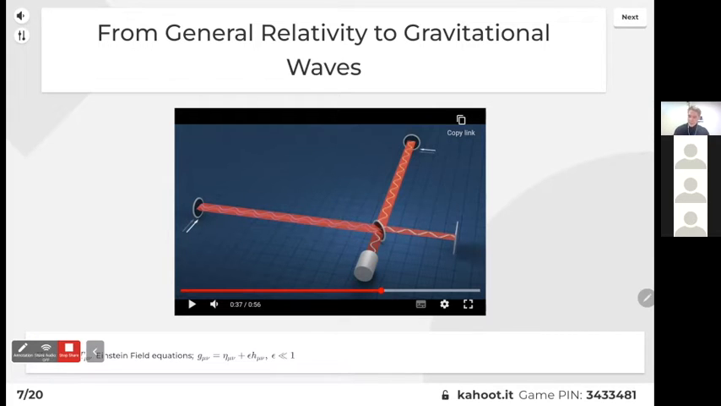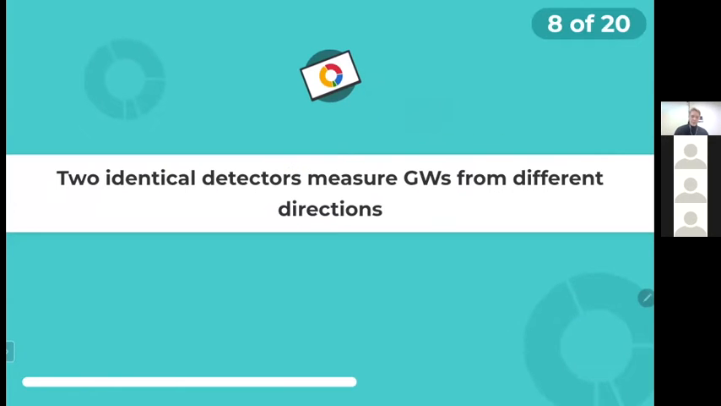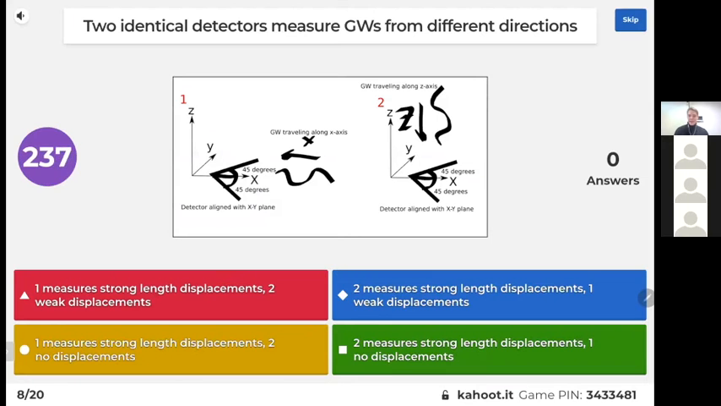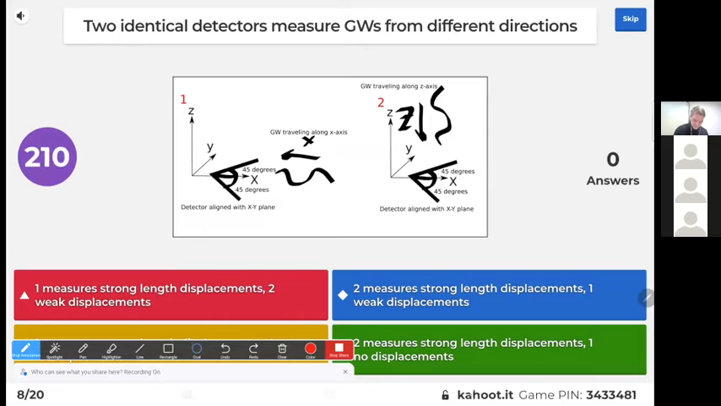Okay, and so with that knowledge, now that you know that we're measuring length displacements when gravitational waves travel through this sort of apparatus, I have another question. This might be a little bit more difficult. Suppose that there are two gravitational wave detectors that are identical. What does identical mean? It means that the two detectors, just like the laser interferometer you saw just here, are oriented in the same way, towards the XY plane, and there is a 45-degree angle between the x-axis and the arms.